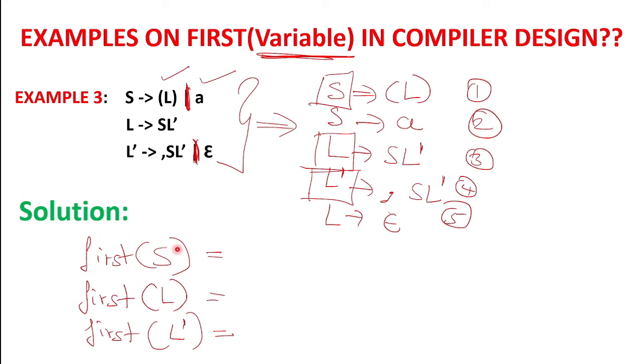Now first we need to find first of S. Check the productions of S. There are 2 productions for S, the first and this one as the second. Both are S productions only. For the first production, check the right hand side. If a terminal is coming at the first place, directly write it as the first of that variable.